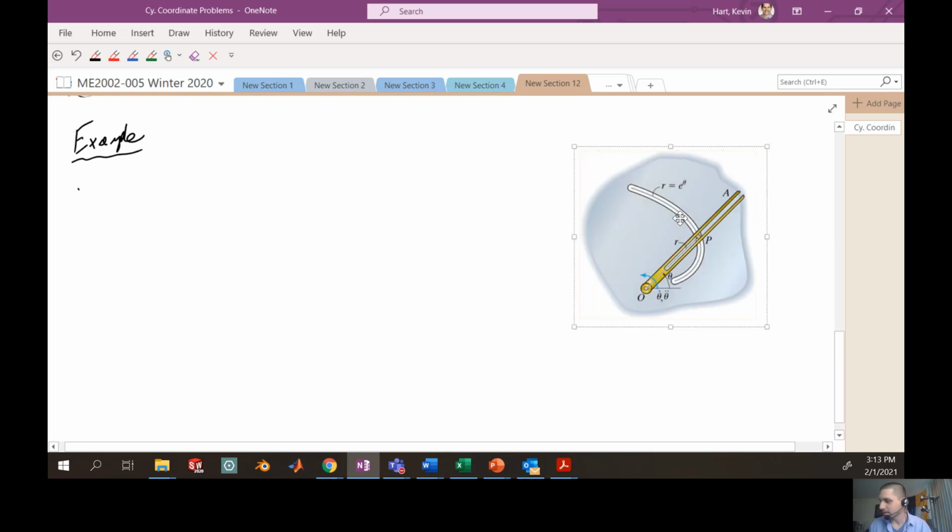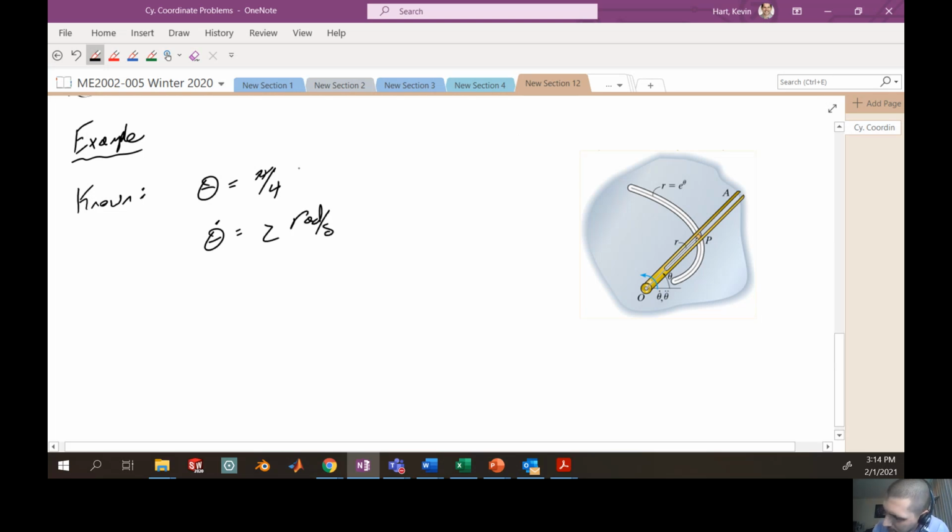Okay, here's our picture. We're given that position r is a function of theta, and we know in the problem that theta is pi on 4 at this particular instant. Theta dot, the angular velocity, is 2 radians per second, and theta double dot, the angular acceleration, is 4 radians per second squared. Okay, so let's work through the solution fully, calculating the velocity and acceleration vectors and then sketching everything associated.